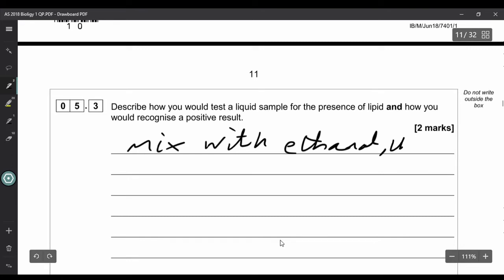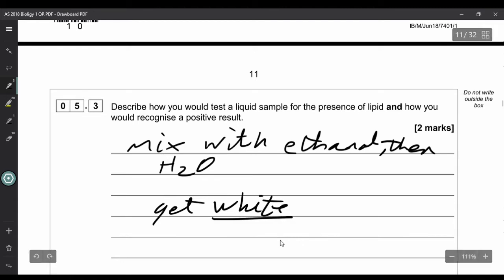then water. And it has to be in this order. If you mix it with water then ethanol, or water and ethanol, you're not going to get the mark. So this is where you've actually got to do it in order. So in your answer, you've got to make sure that you're saying you're first going to mix it with ethanol and then you're going to add the water. And a positive result, you'd get a white. So again, the colour is important to get the mark for this. You get a white emulsion.